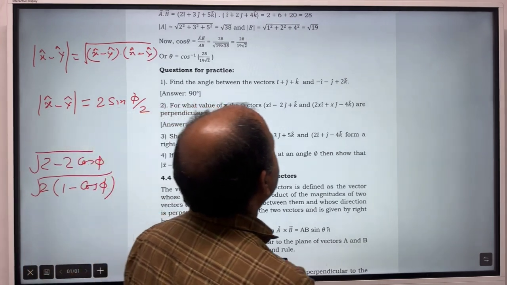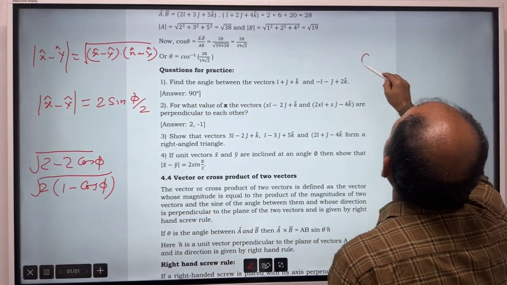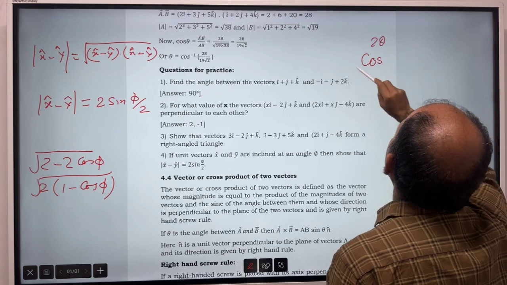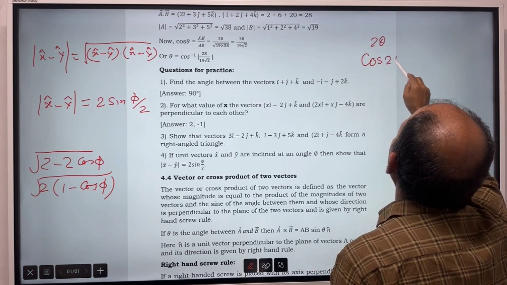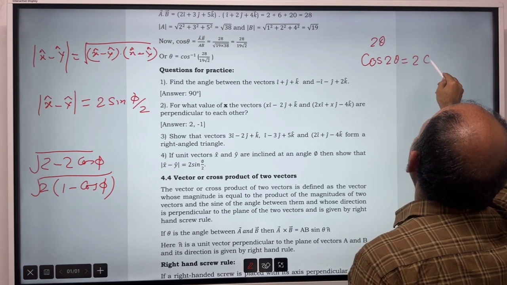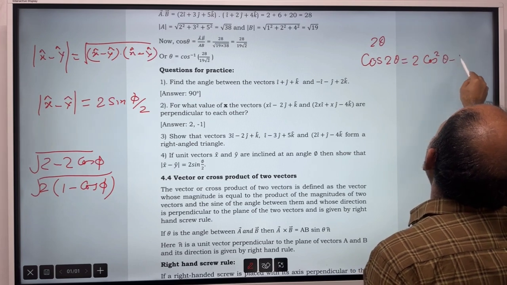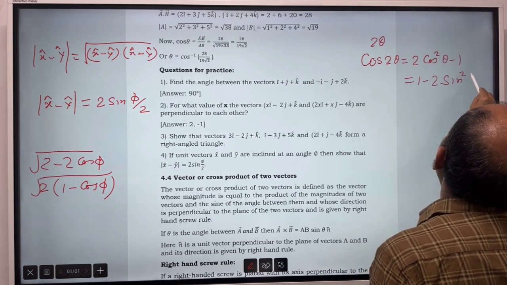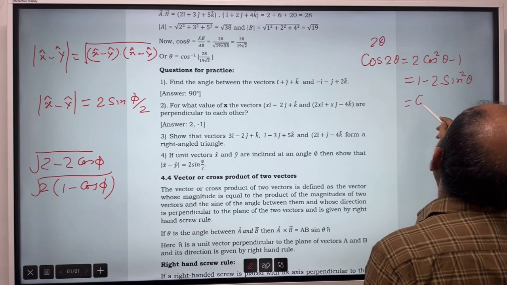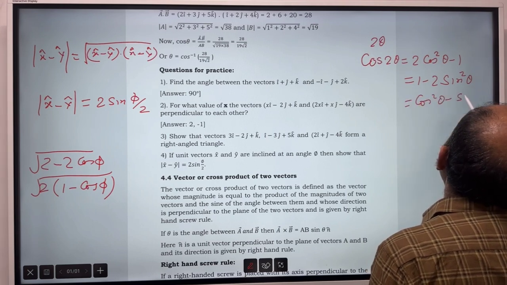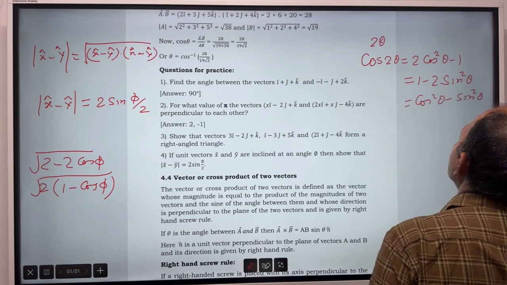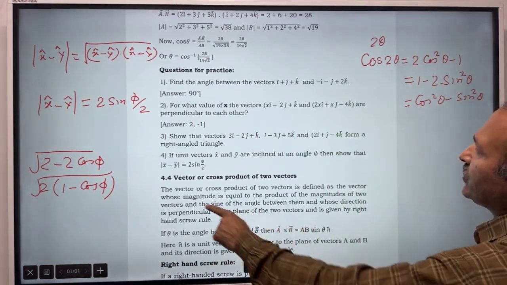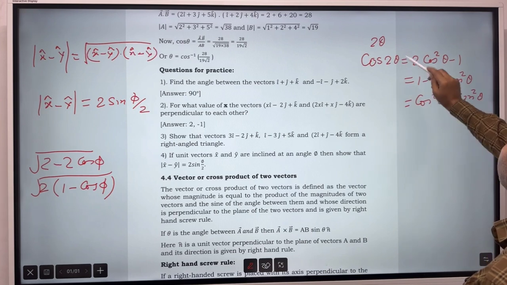If you know basics of trigonometry, in case of cos 2 theta, you will find cos 2 theta is equal to 2 cos square theta minus 1, or 1 minus 2 sine square theta, or cos square theta minus sine square theta. So these are three formulas. You have to check which one is suitable from here.